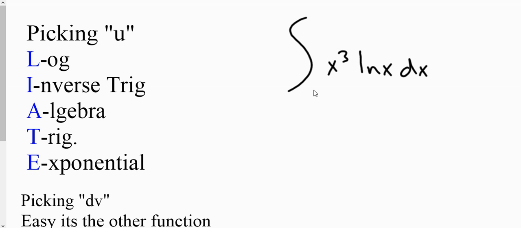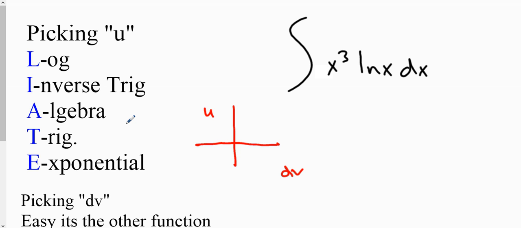Here is an easy one. We have the integral of x cubed natural log of x dx. This is what we're going to do. We're first going to decide what U is going to be. I'm going to create a little box, which is different from what other people do. We're going to have U in this box, and dV is going to be right here in the lower right-hand corner. And we first have to pick U.